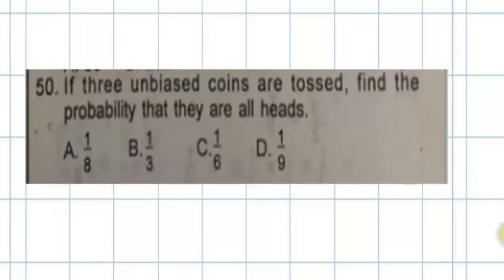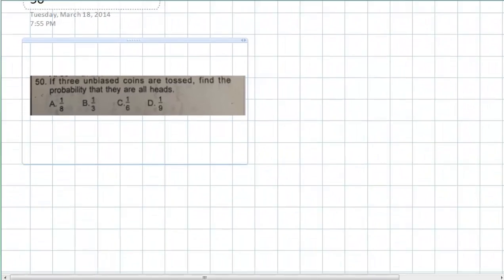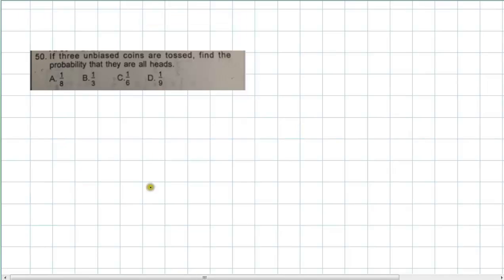So question 50 asks, if there are 3 unbiased coins that are tossed, find the probability that they are all heads. So essentially, what you have to do, well, there is more than one way to think about it, but I'll show you the intuition behind it first. So you have 3 coins and you toss them.